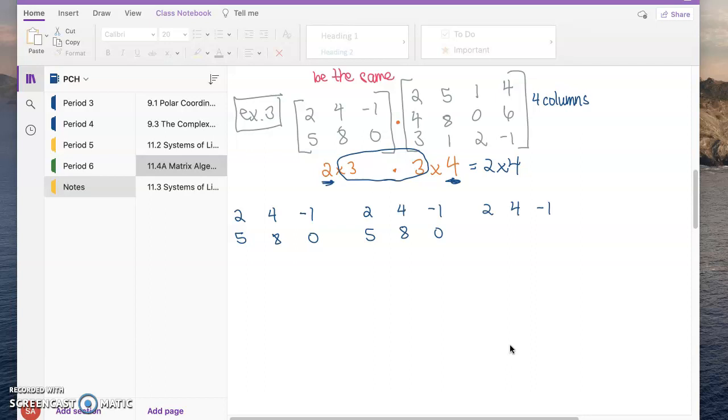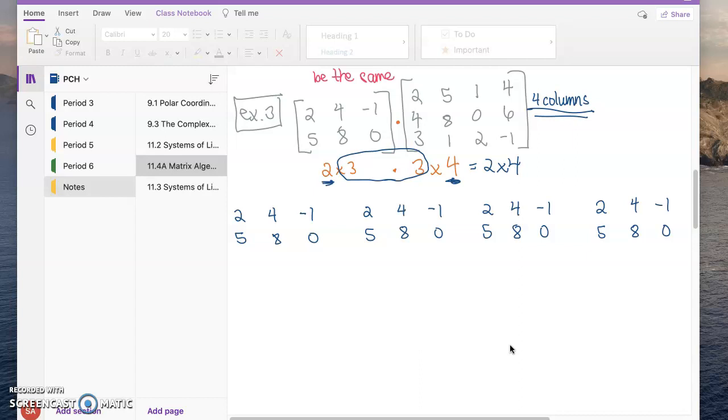When I'm done writing these. So writing it 4 times. So again, the number of columns in the second matrix tells me how many times to write the first matrix. Pause me and write that down, please.